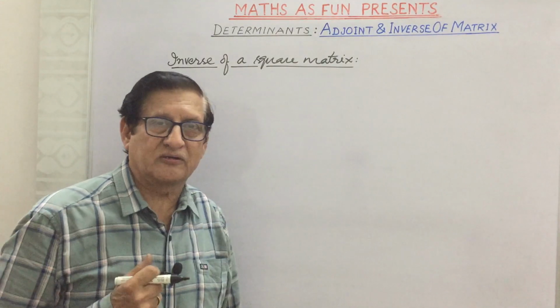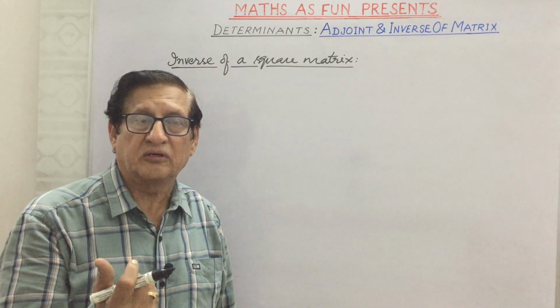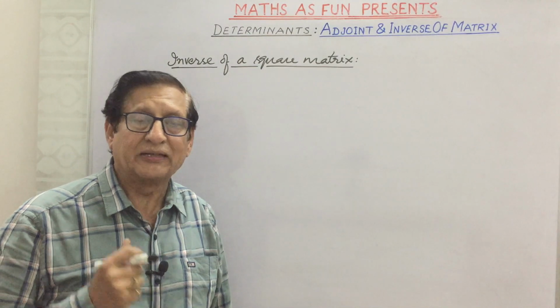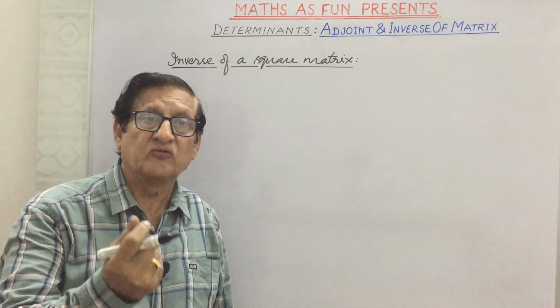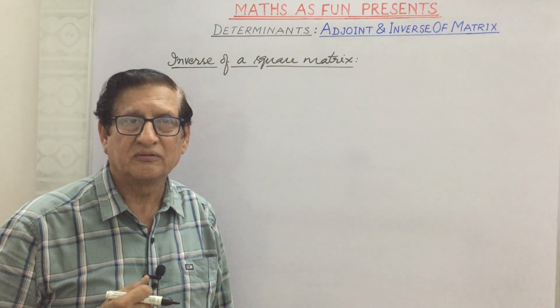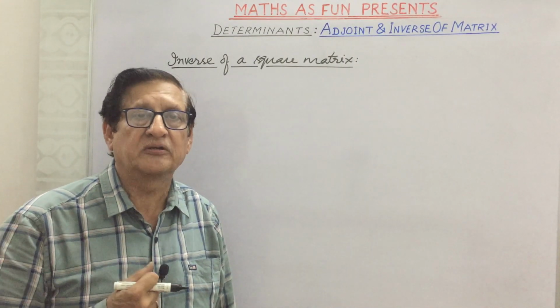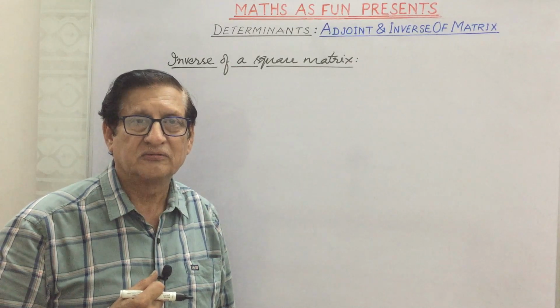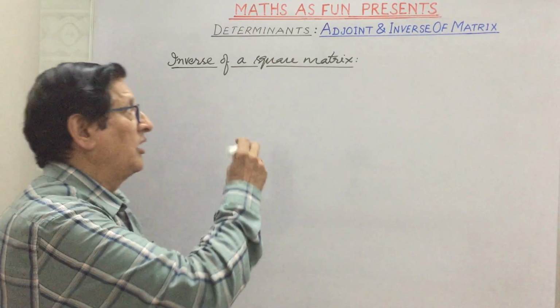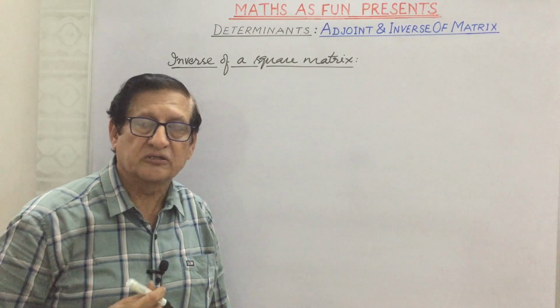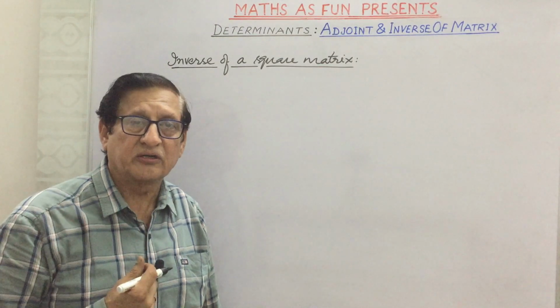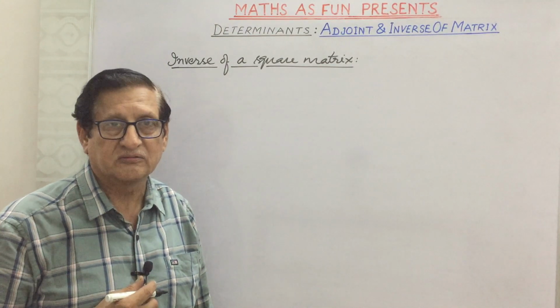Inverse of a square matrix. We have already learnt about inverse of a square matrix in the previous video, that is inverse of matrix part 1. And also we have learnt how to find out inverse by using elementary transformations. Here we will be learning how to find the inverse of matrix by using adjoint and by using polynomials.